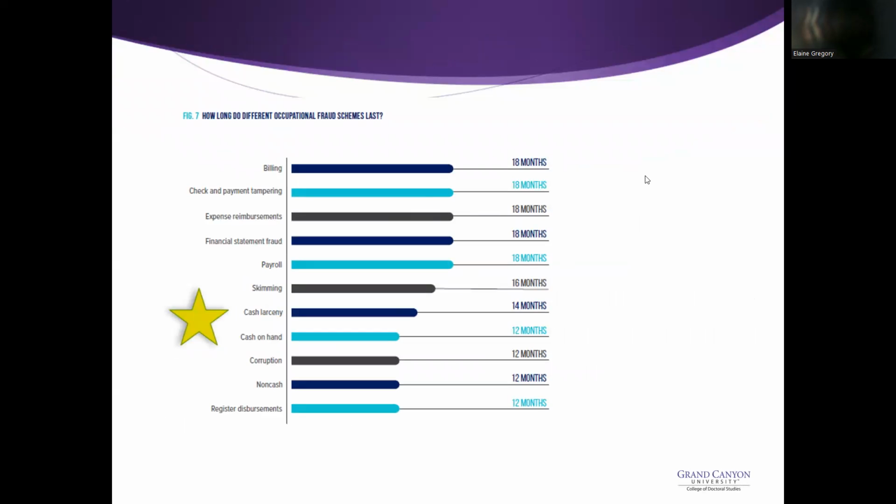So again, from the occupational fraud report to the nations, we can see that areas such as cash larceny, cash on hand types, and skimming types of fraud take between 12 and 16 months before these schemes usually fall apart. And they usually fall apart because they get caught. And they can get caught in a myriad of ways.